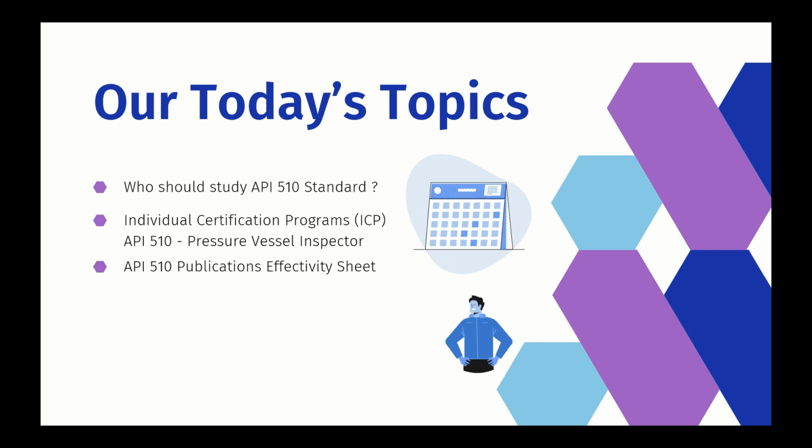To become a certified pressure vessel inspector, you need to learn some of the documents outlined by API, and for that one, first thing we will talk about is the API 510 Publication Effectivity Sheet. After that, I'll talk about the API 510 body of knowledge, and in the last we will talk about the exam structure.